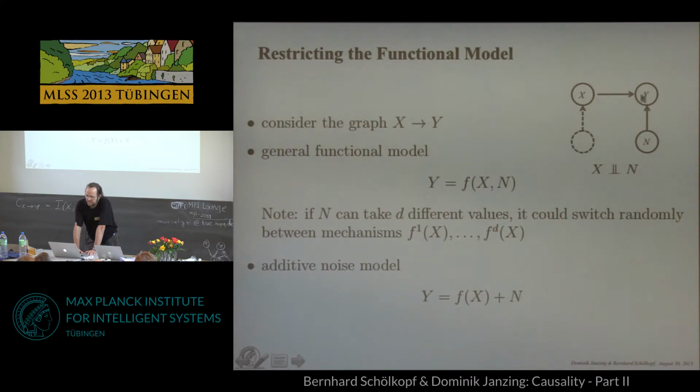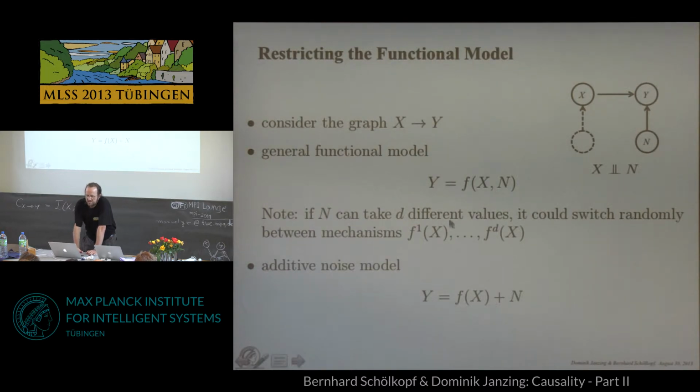And I told you it's impossible to infer this direction. And that holds true if we assume that there's this general functional model where y is a function of x and noise. So if we have no further assumption, then we cannot distinguish this situation from the situation where x is some other function of y and some other noise. And Dominik already told you a little bit why this noise has such a strong influence on these structural equation models. It essentially chooses the function.